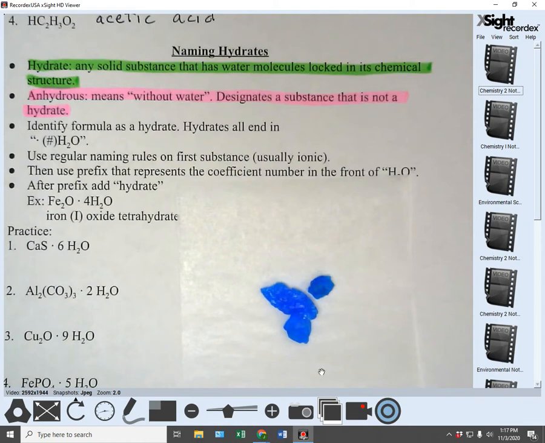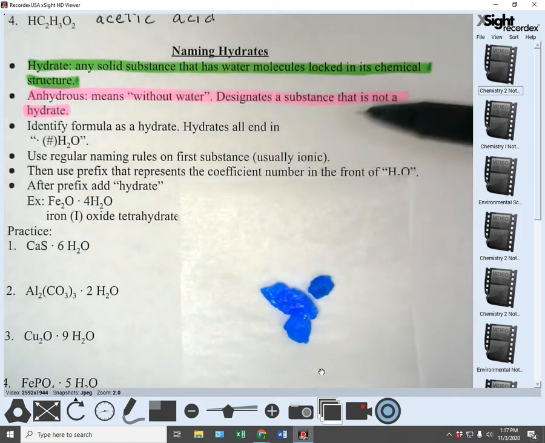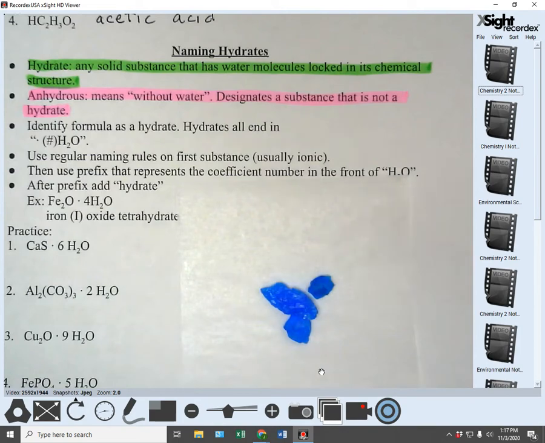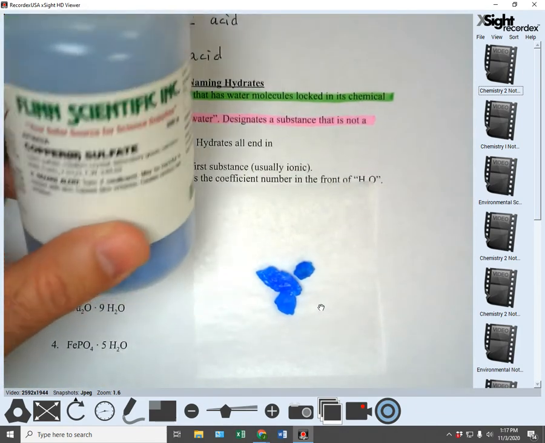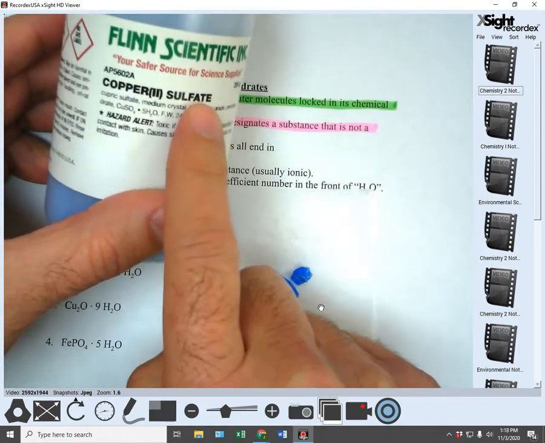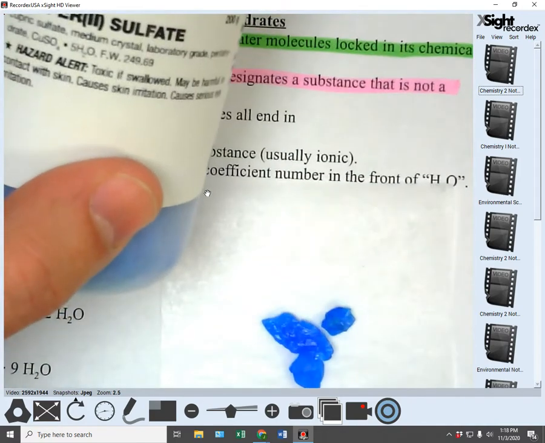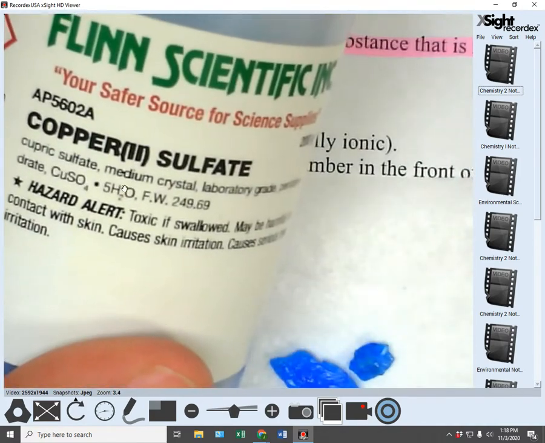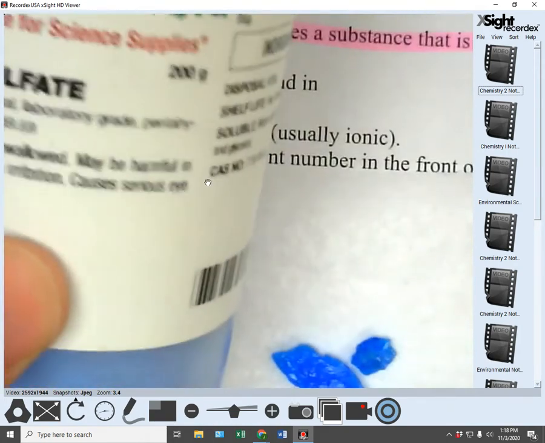Okay, so what I wanted to show you is a hydrate. Some people get the wrong impression when they see a solid substance that has water molecules locked in its chemical structure. They think that it's like in a solution or something. That's not it. This is copper 2 sulfate. Zoom out a little bit, maybe. This is copper 2 sulfate. Okay. This is actually a pentahydrate. If I zoom in, you can kind of see right here the .5 H2O. Okay, so it's copper 2 sulfate, and then you see it.